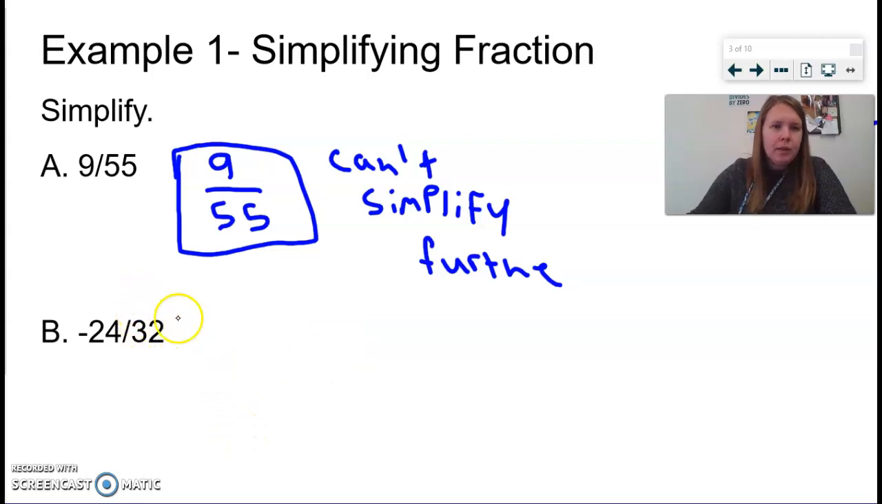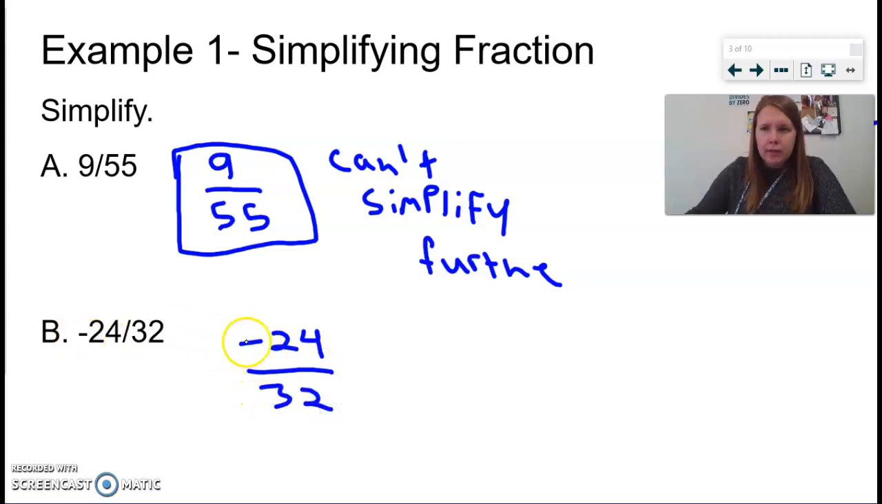That would work too. So let's look at B though, because this time I've got negative 24 over 32. And really the negative, I usually keep with the top number. It's going to stay negative. We're just going to think, what could I divide 24 and 32 by? Well, the first thing that comes to mind is 2. I could start off that way, but there might be something that's a little better.